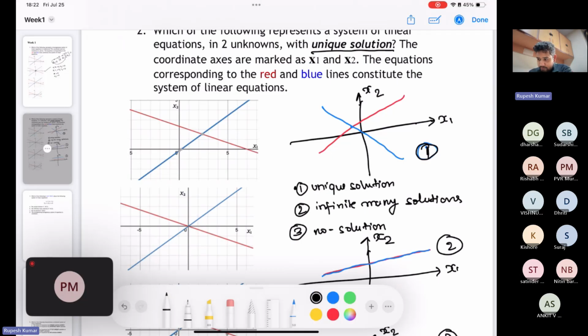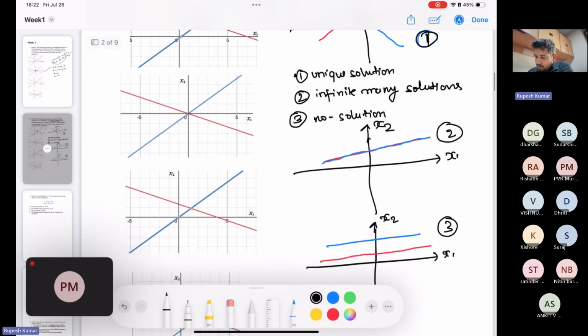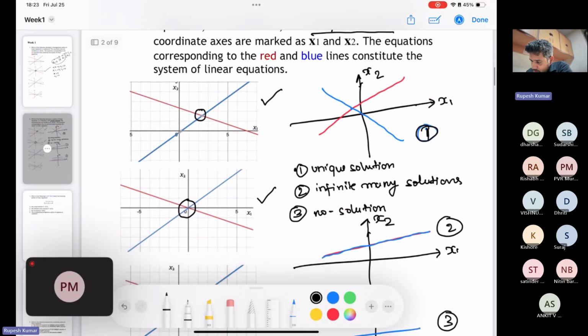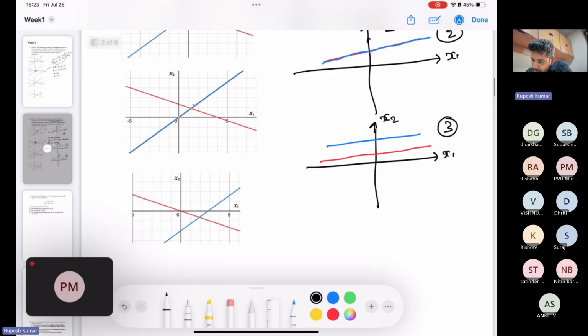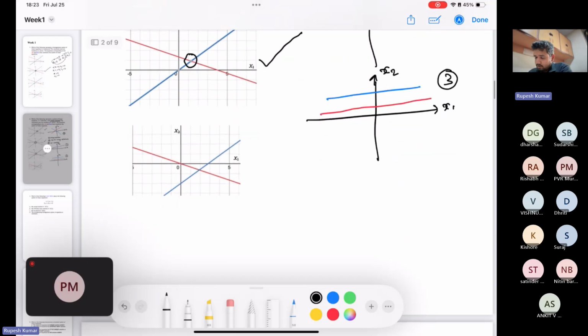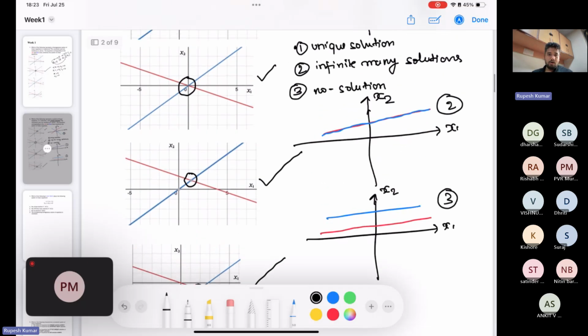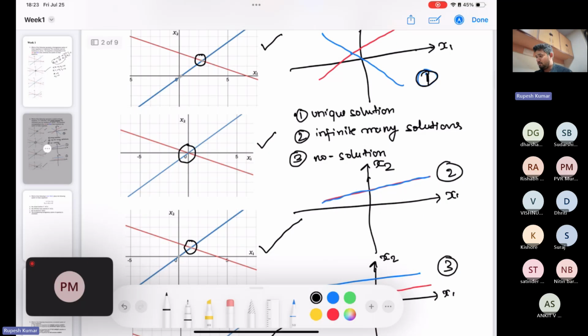So option one, you can always see there is a unique point here, right? This is a unique solution. So this is correct, right? Then the second graph, you can see it has a unique solution at x1 equals 0 and x2 equals 0. So this is also correct. Let's move on to the third graph. Here again, you can see one unique point where both linear equations are intersecting. So you get a unique solution. And in the last case also, you get the same scenario, a unique solution, right? So all of these are correct solutions for this problem.